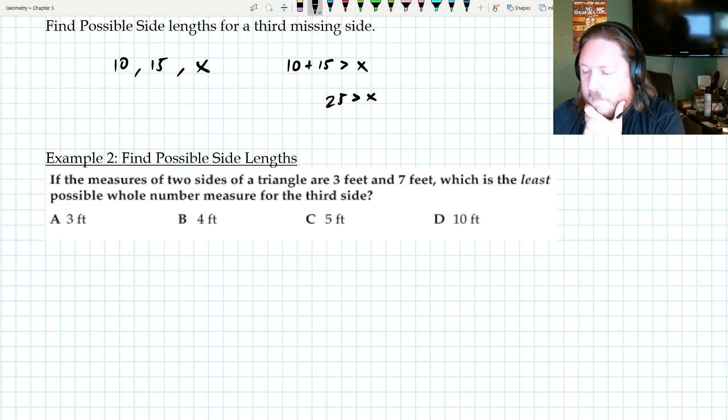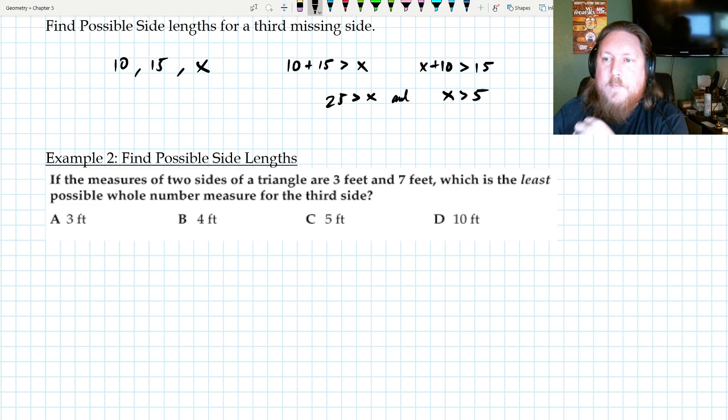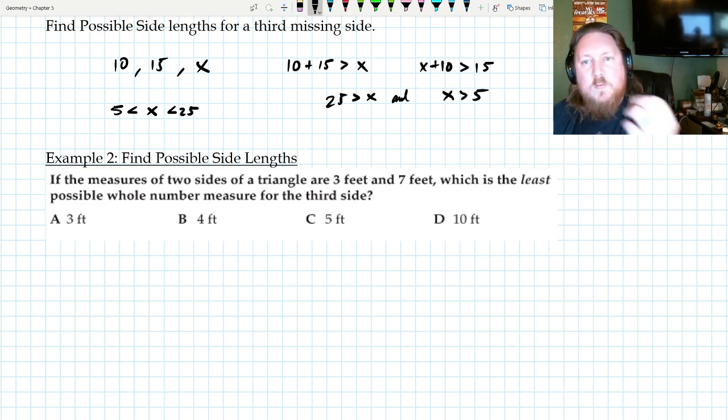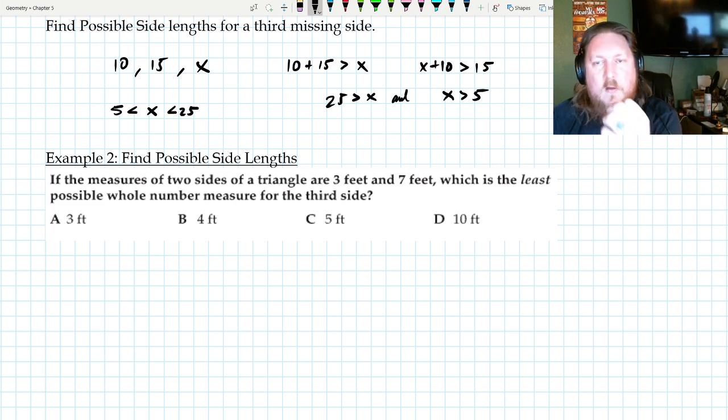Or we could have x be the smallest side, and x plus 10, the next smallest number, should add together and be more than 15. So x has got to be greater than 5. With these two things being true at the same time, I start with my low value: 5 is less than x is less than 25. And that would be the possible range of side lengths for that third missing side.